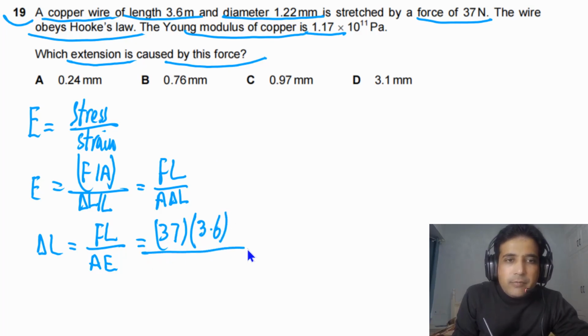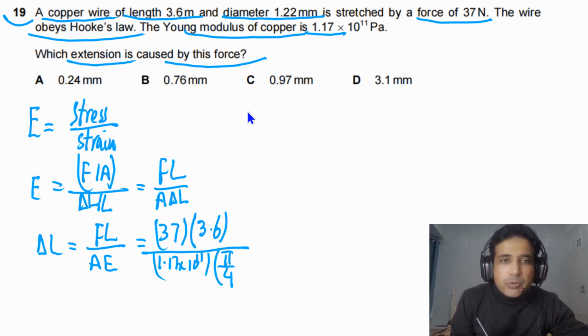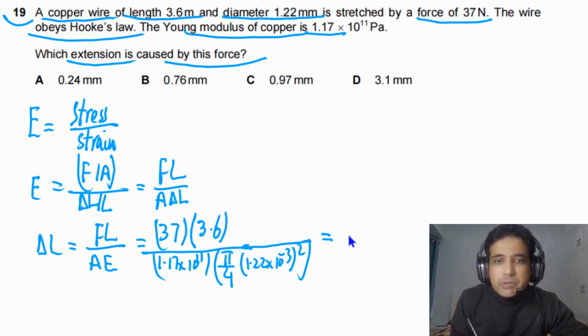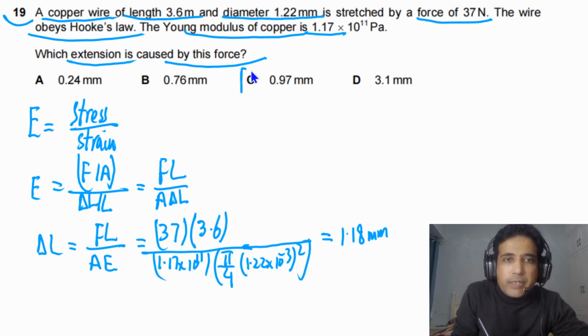We need to divide by Young's modulus, that is 1.17 times 10 to 11 pascals, and cross-sectional area pi by 4 d square. The diameter is given, that is 1.22 times 10 to negative 3, squared. Now simply you need to use your calculator and you can find the value of delta L. If we do the calculations, delta L will be equal to 1.18 mm. The closest answer to 1.18 is 0.97 mm. So the answer for this question is C.